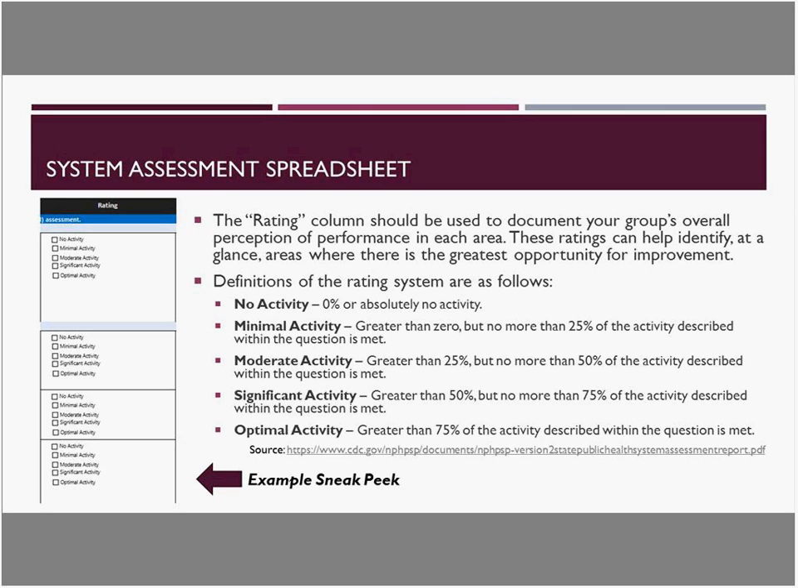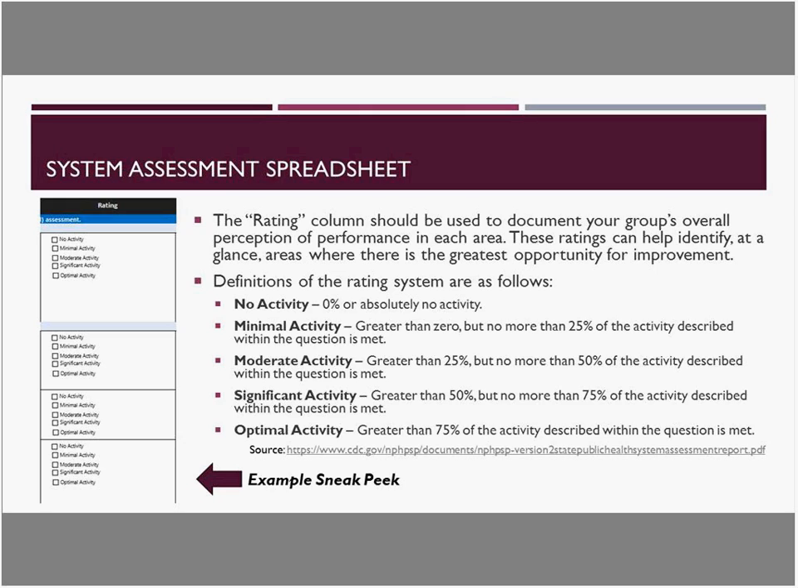It's minimal activity if you think about the different components of the question and the different aspects of what you're doing, and you think that around that there's something going on, but it's less than a quarter of what you could be doing, then you give yourself minimal. Moderate is 25% to 50% of the activity of what you could be doing optimally. Significant is more than 50%, but less than 75%. And then optimal is if you're doing more than 75% of what you could be in a particular area.